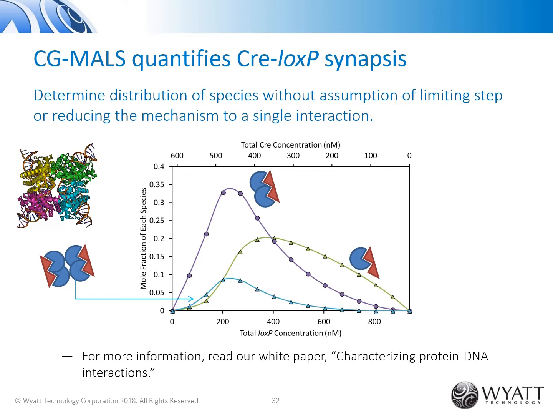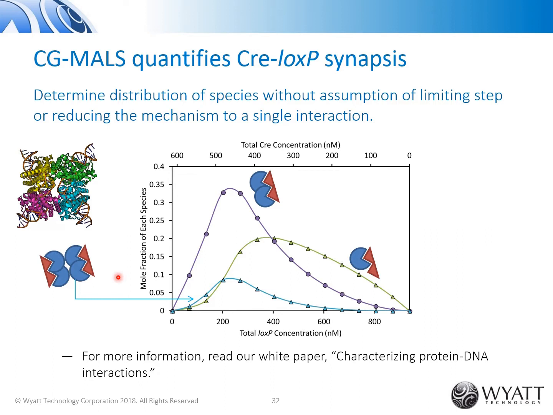Not only do you get the affinity and the stoichiometry, but CG-mols also gives you the composition of the solution for each mixture. In this graph, I'm showing the fraction of each complex that's being formed. I've left off the fraction of the free monomer for clarity.